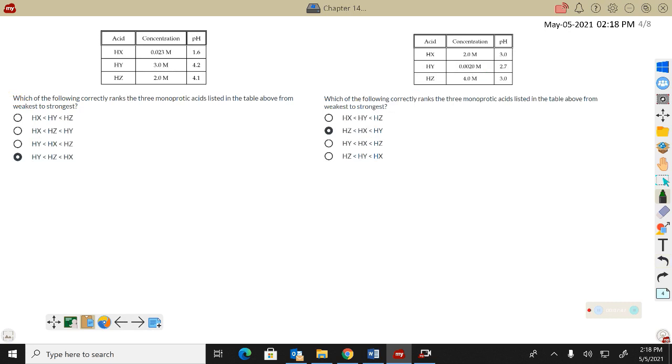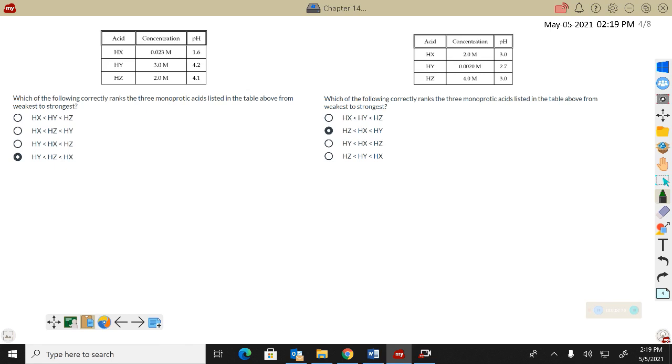This one was fine. Rank these monoprotic acids from weakest to strongest. All right, well, I do see that there is one that has a lower pH. So in both examples, there is one solution that has a noticeably lower pH, which would mean more hydrogen, and it's coming from a solution with a really small molarity. So it's the smallest concentration, but yet it's giving me the most hydrogen. It's the most acidic solution.